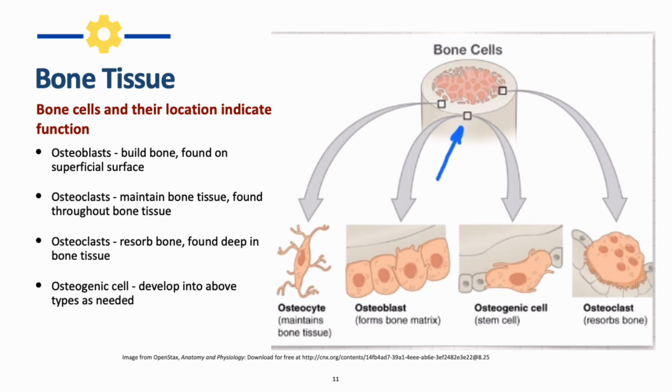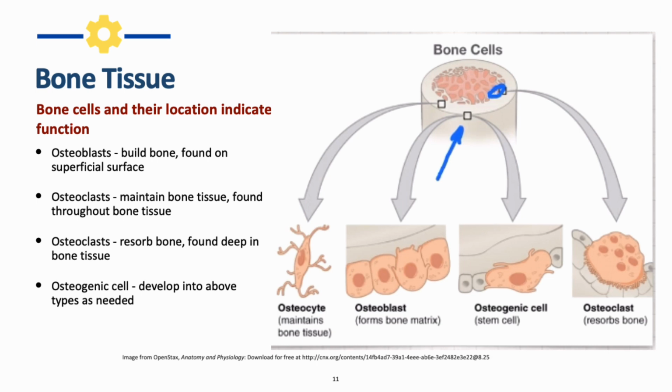And then the matrix, which is, again, a lot of minerals, is going to give it its density and add to its strength. So the osteoblasts are going to form this bone matrix and also contribute to the formation of the fibers that are found in bone. Osteoclasts are going to be found on the inner surface of compact bone, and they will basically help to maintain bone tissue, but also remove bone tissue. So they are going to remove the matrix over time. So the osteoblasts create it, the osteoclasts remove it.